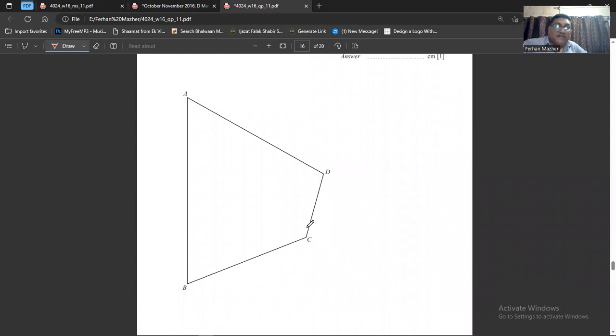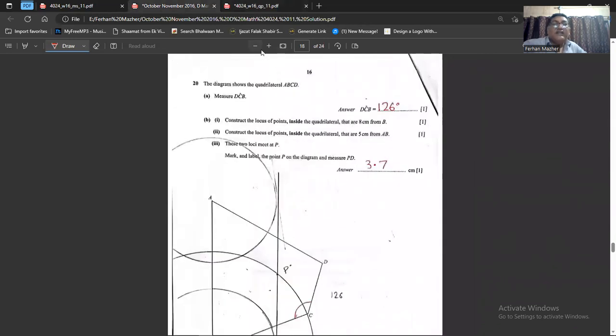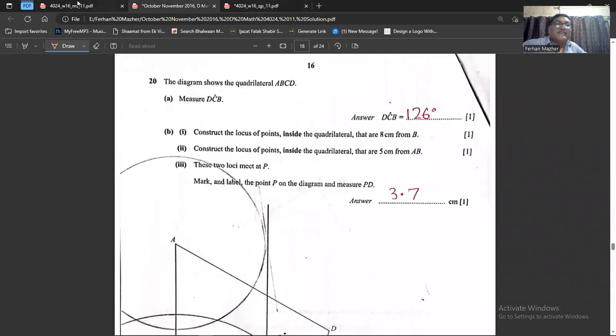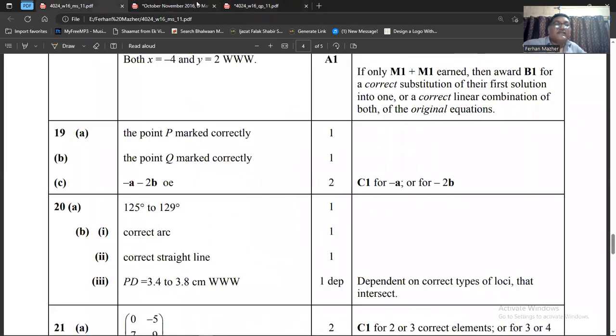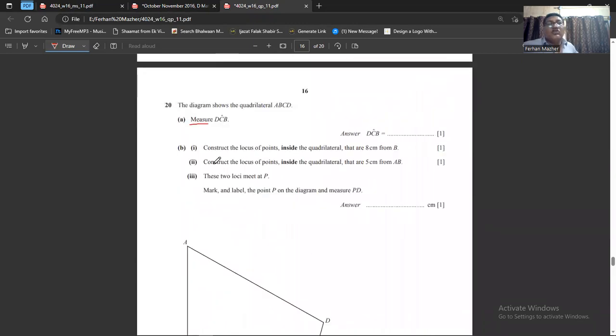DCB is basically this angle. So you can measure it with the help of the protractor. I have measured it, and this angle was how much? 126. This angle was 126. Our answer is right. Then they say construct the locus of the point inside the quadrilateral that are 8 centimeter from B.